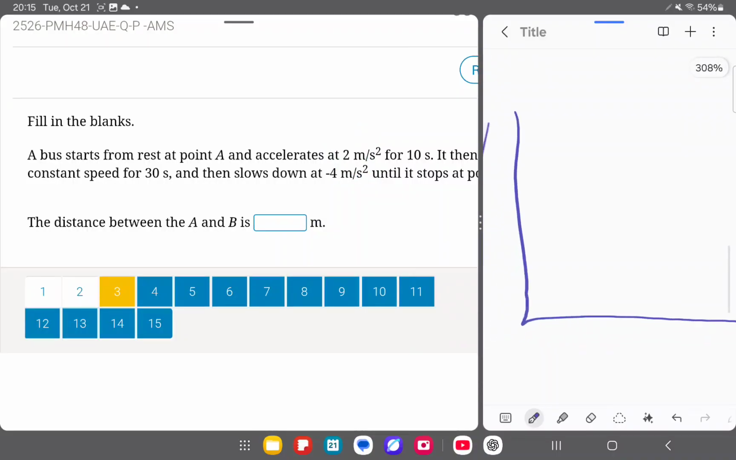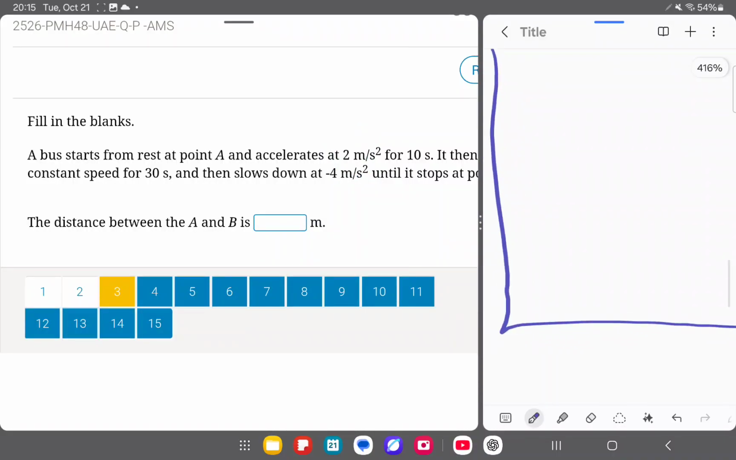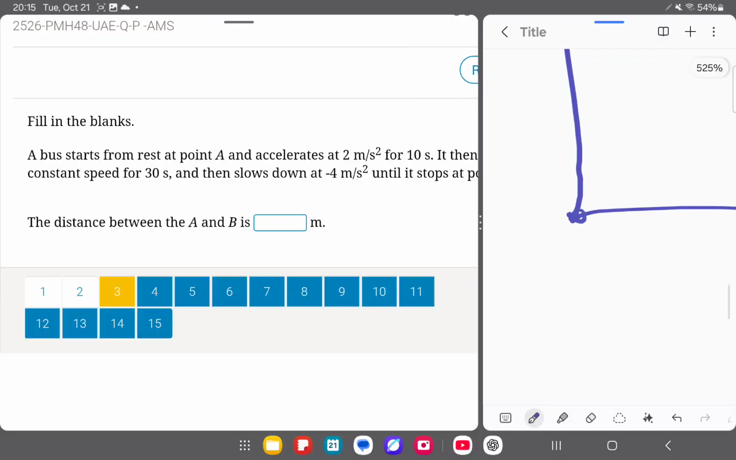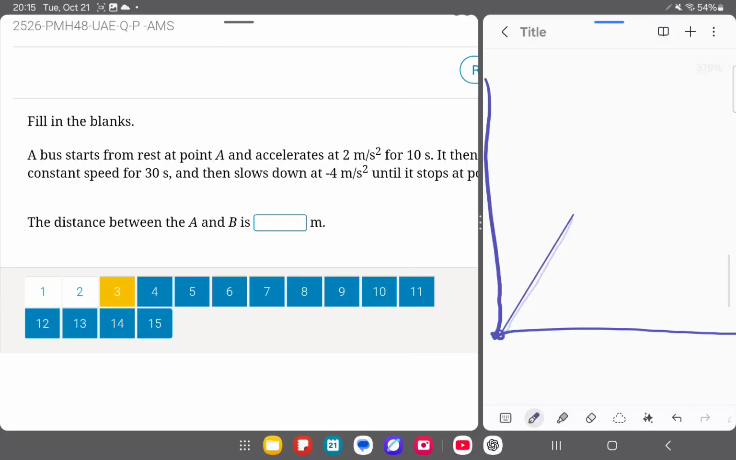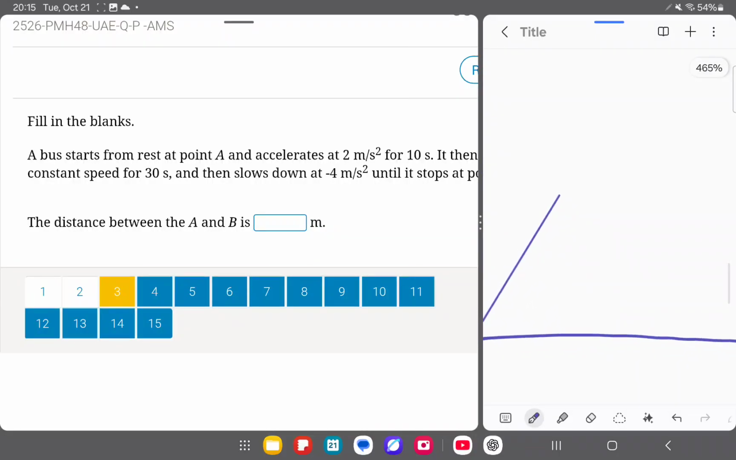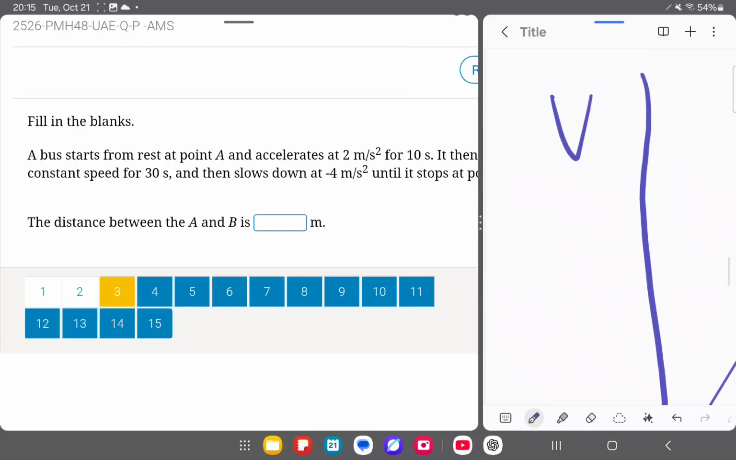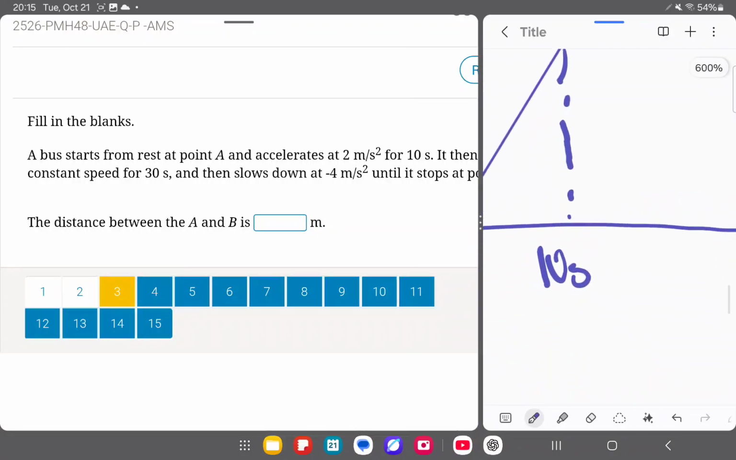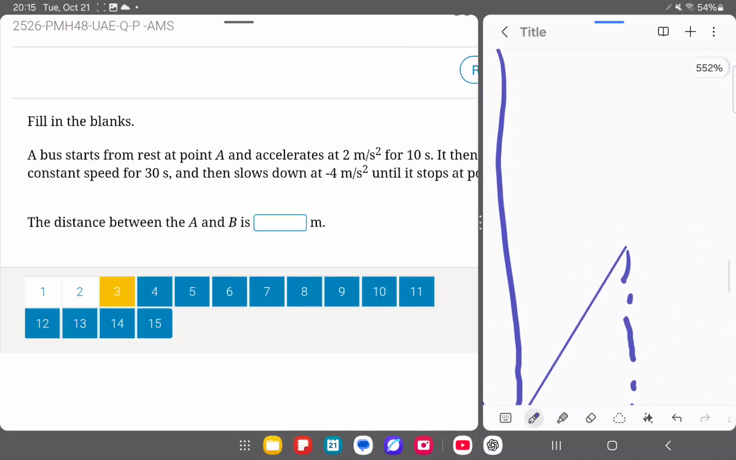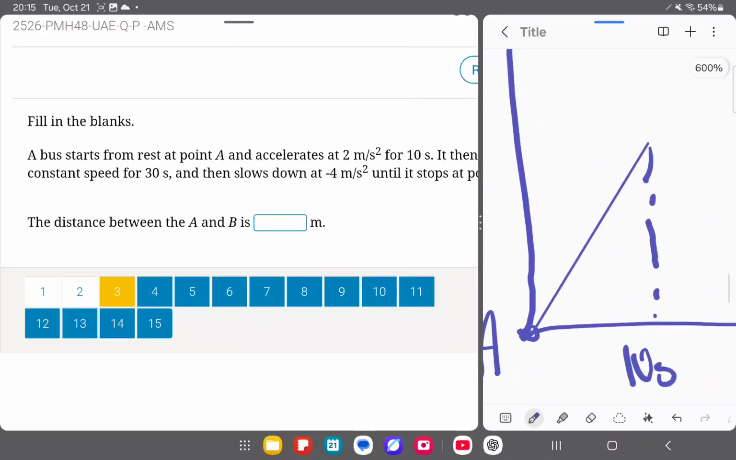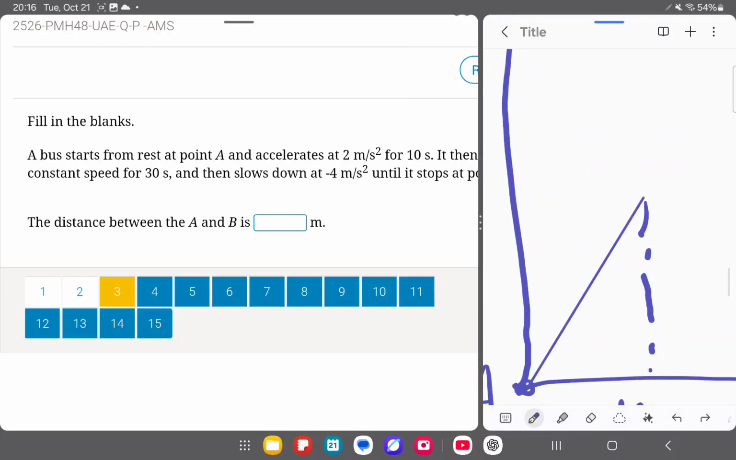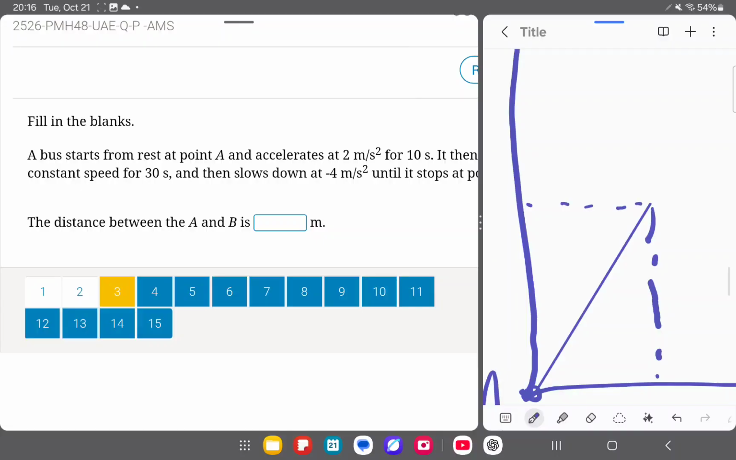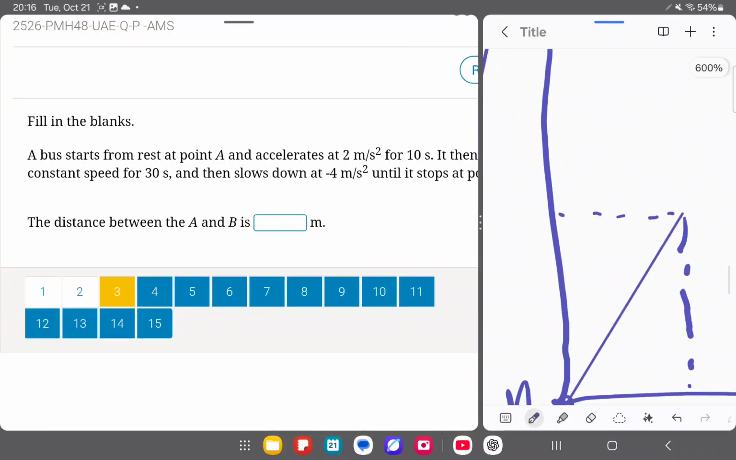It's just accelerating from point A. We'll call this point A, and it accelerates at 2 meters per second squared for 10 seconds. So it will reach 10 seconds over here. Remember, this is V and over here is T. Now we have our first time interval, and the slope of this line should be 2, not the actual length, but the slope.